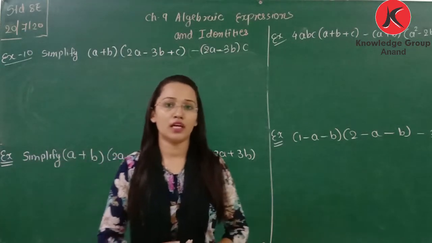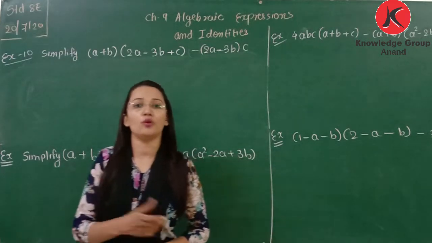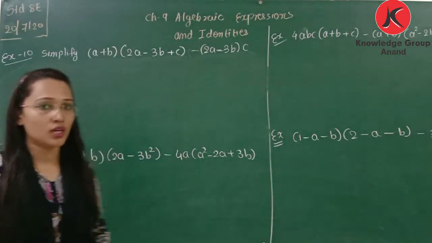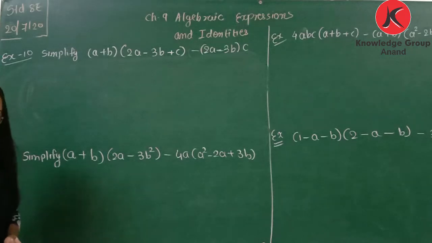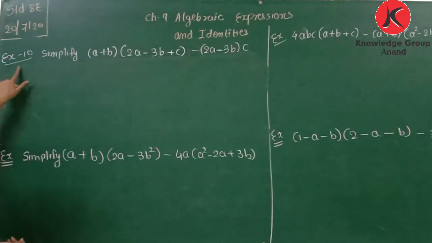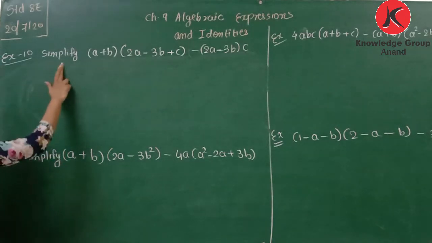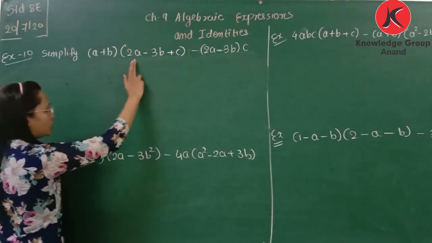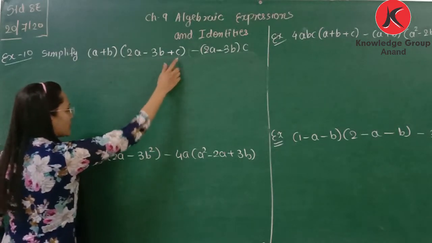Trinomial. Then after we learn about the multiplication of binomial with trinomial. Okay. So today we will solve examples related to that. So here is example 10 that is given in your textbook. Simplify (a + b)(2a - 3b + c).